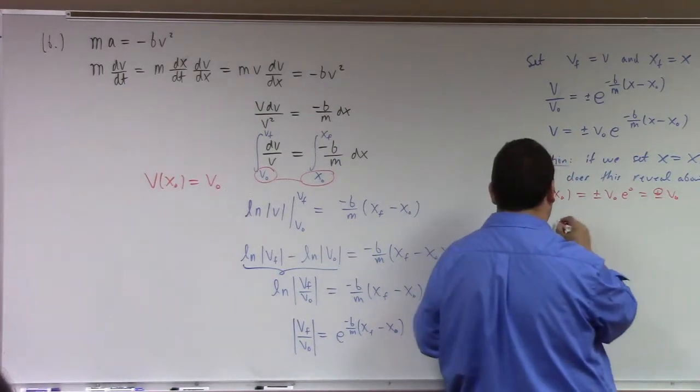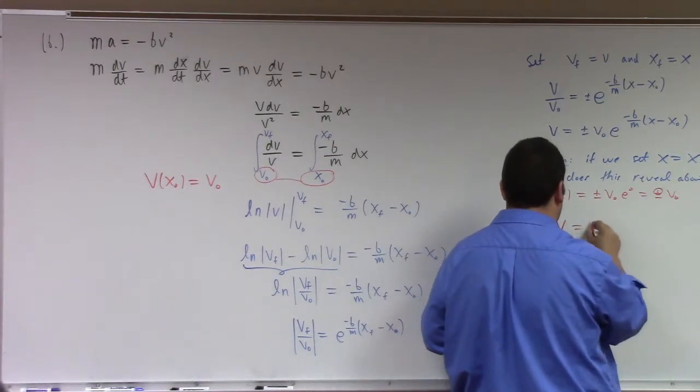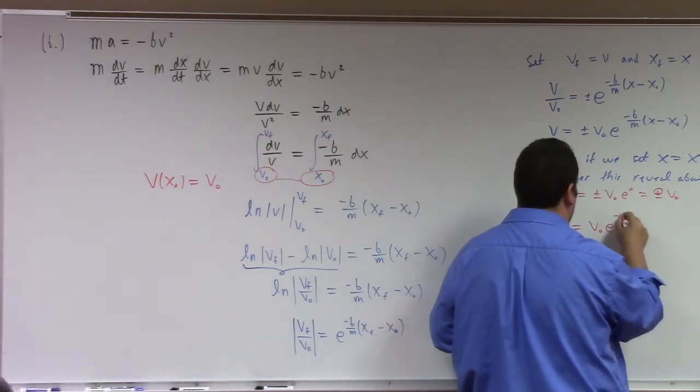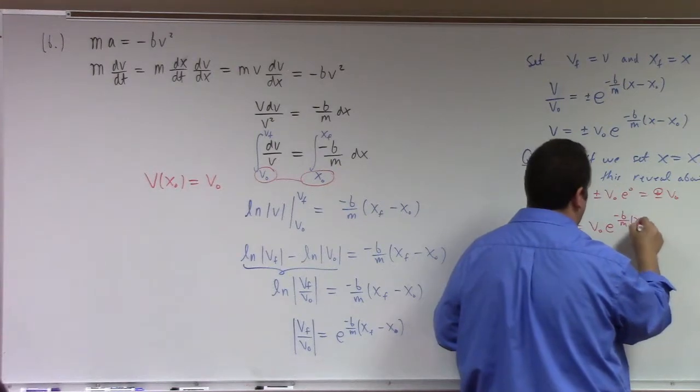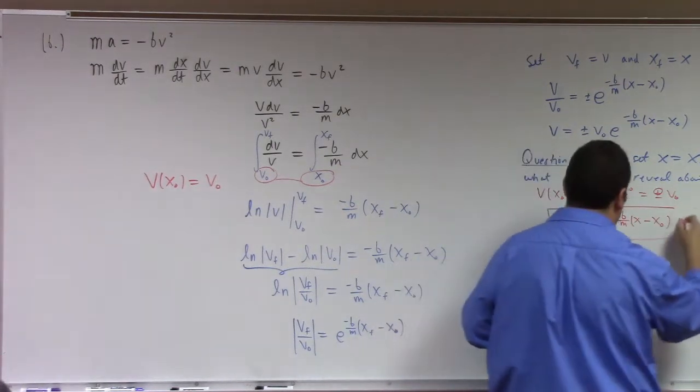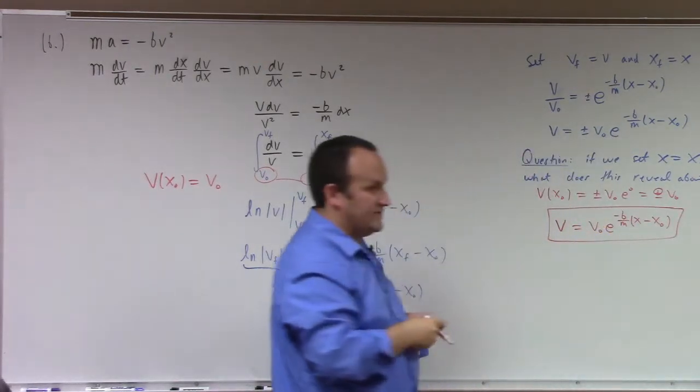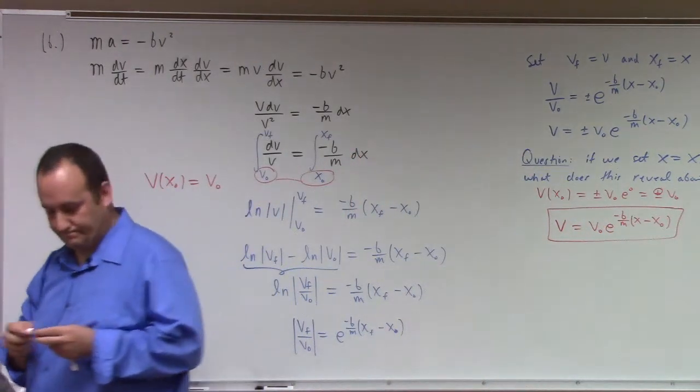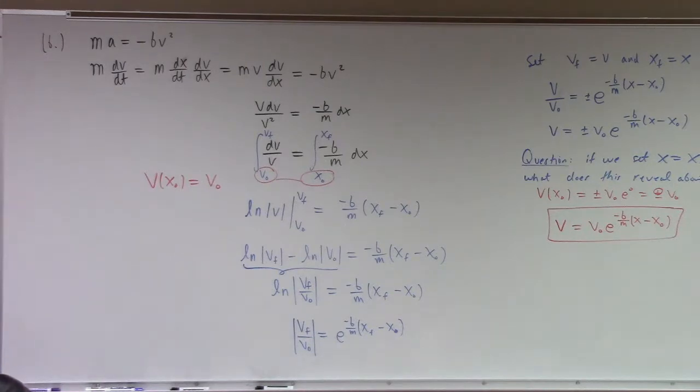So that plus is not, just because I write v is equal to v naught e to the minus b over m times x minus x naught, that doesn't necessarily mean that the motion is to the right. It could be to the right or to the left, because that v naught could be positive or negative. And there you go. That is the velocity as a function of position. Any questions?